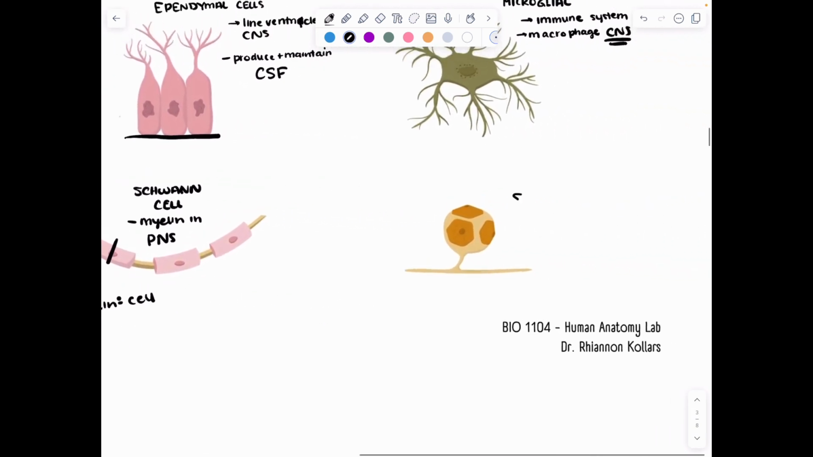And our last cell is a satellite cell. I probably spelled that wrong. Again, spelling doesn't count because I can't spell. Satellite cells are going to be very similar to astrocytes in the central nervous system, but they are general support in the peripheral nervous system.